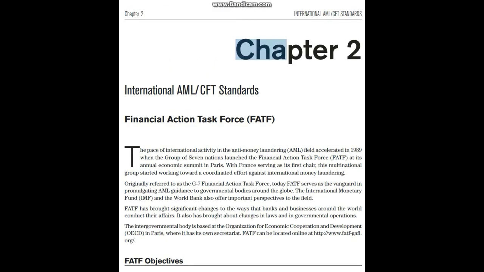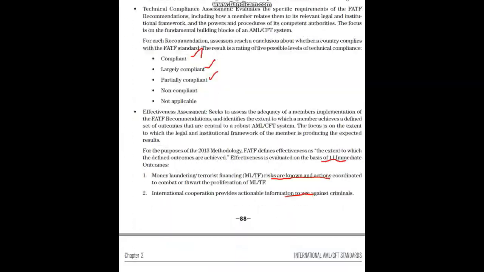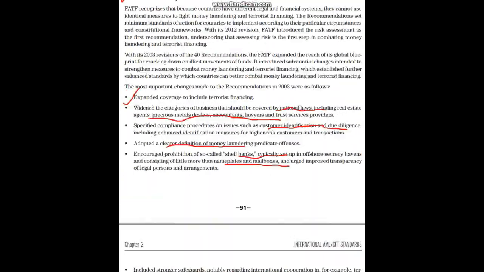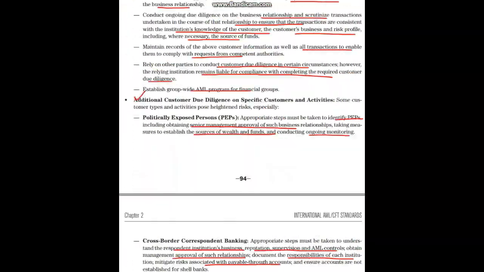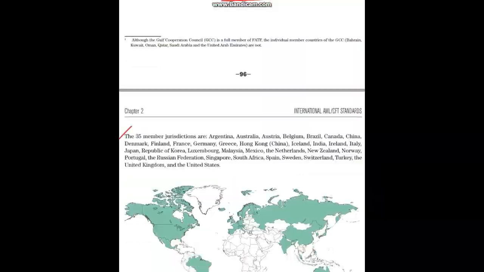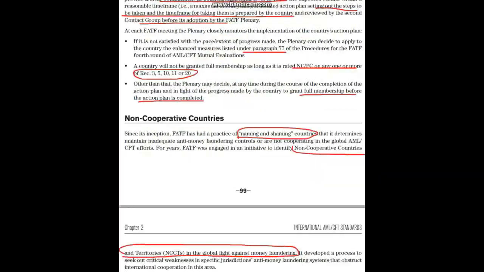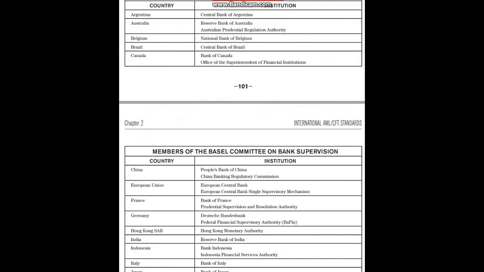That's it for this video. In the next video, we'll talk about different guidelines imposed by different organizations like FATF, European Union, Basel Committee, as well as regulations imposed by the US Patriot Act and OFAC regarding anti-money laundering and terrorist financing.